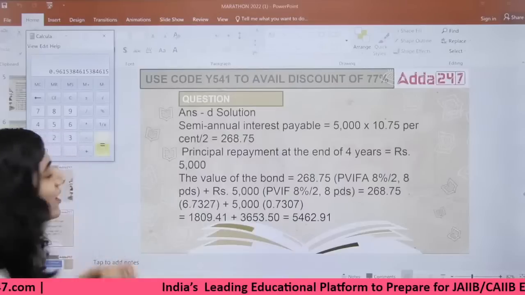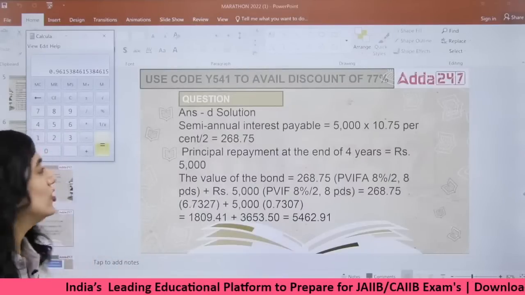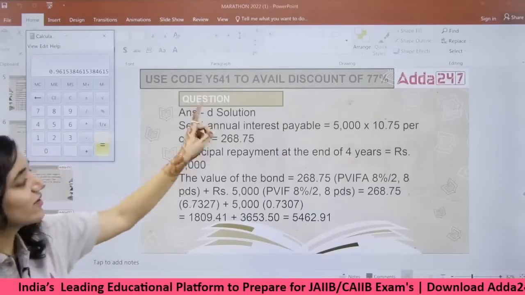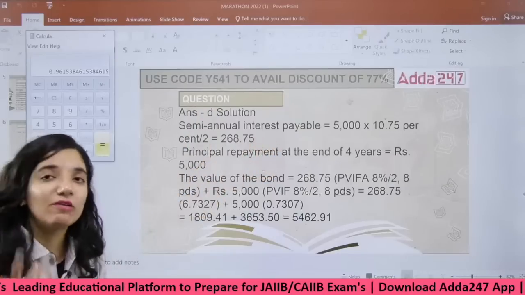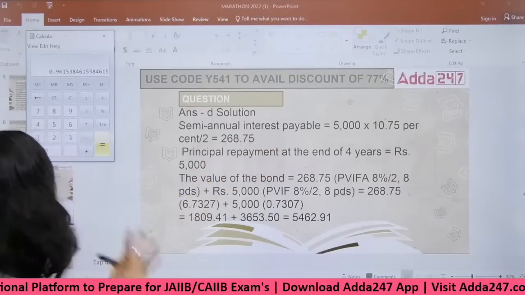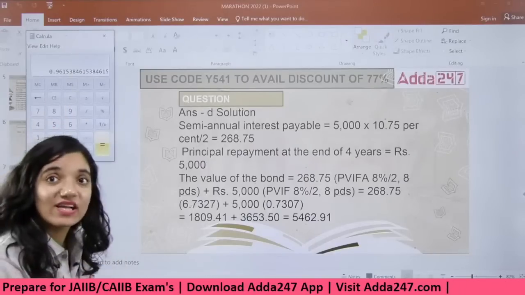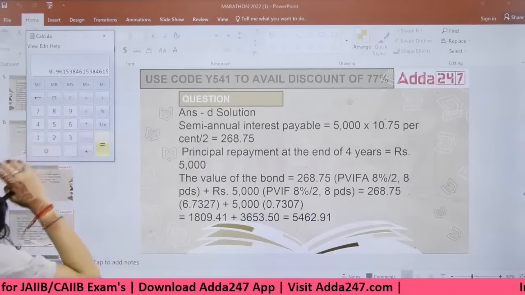Why? Because there are overall 8 times you're getting the interest, and our required value was different from that of interest. The interest was 10.75%, but for the PV factor, the required rate of return of the bond was 8%. So what are we going to do? 1 divided by 1.04, because 8% has to be halved.